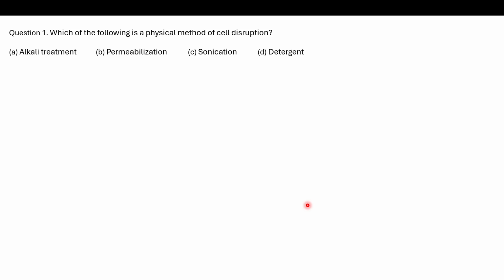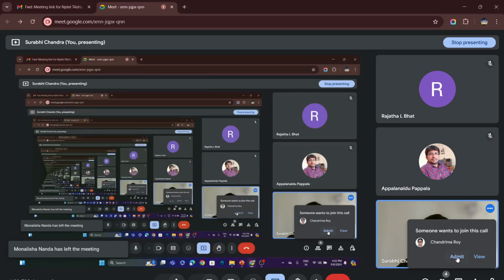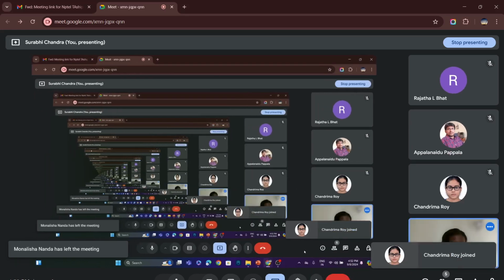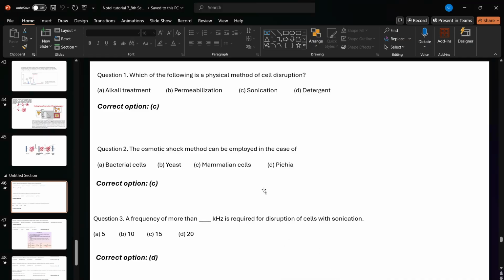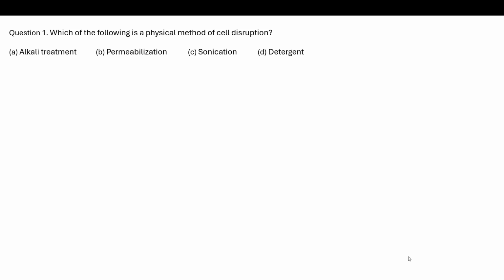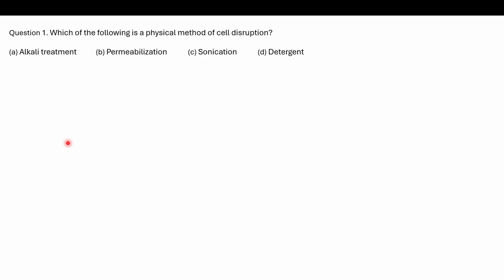Okay, now we will look quickly at the assignment questions here. Now, which of the following is a physical method of cell disruption? Can anyone answer? Physical method we are talking about. Okay.